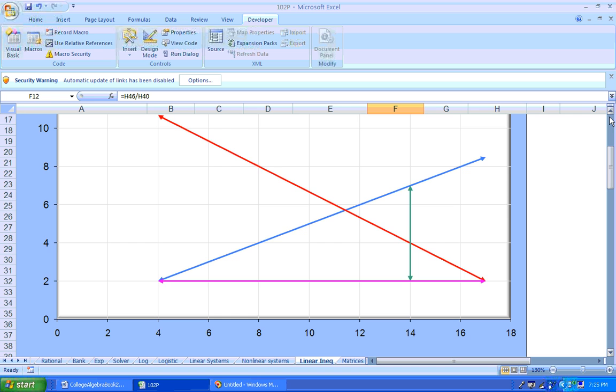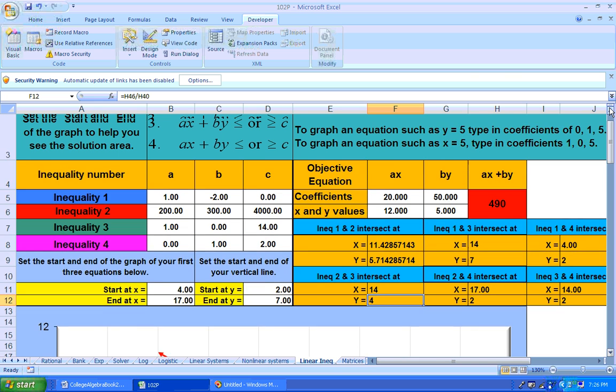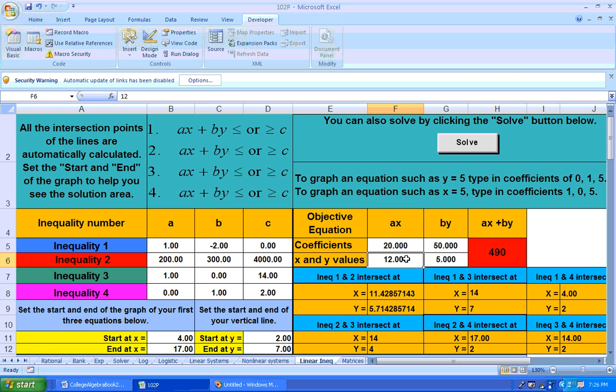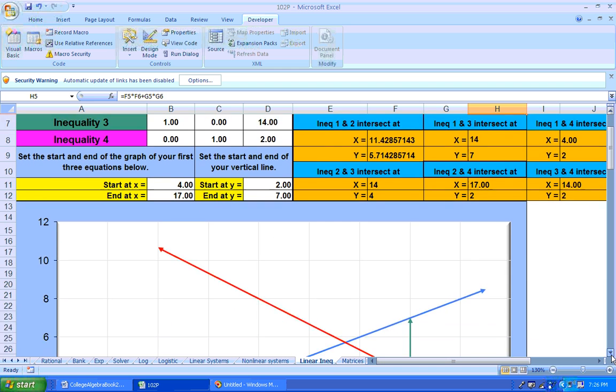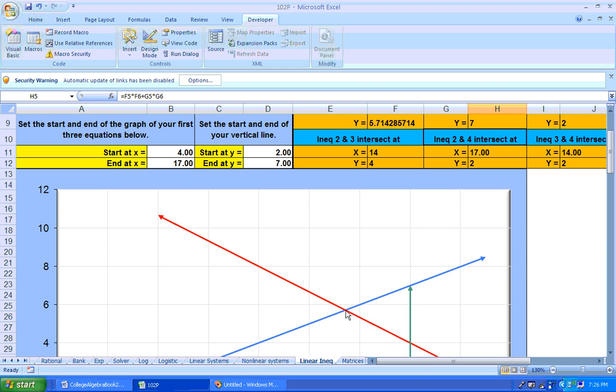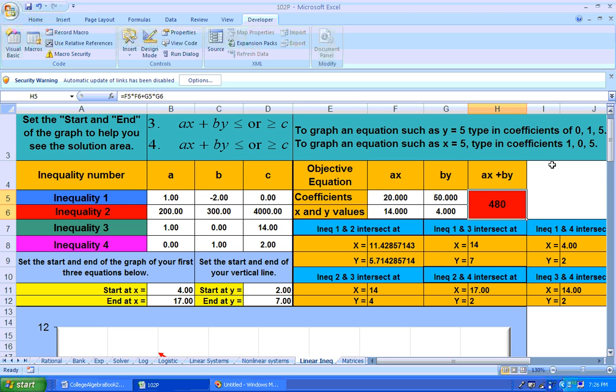And if we try 14, 4 in there, we get 480. Now, is the other point of intersection better? That's this point of intersection right here. That's where 1 and 2 intersect, and that's at these points right here. So let me just do equals this and equals this. And that does give you more.